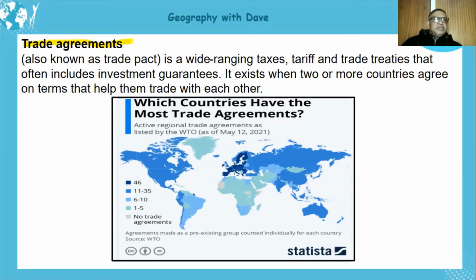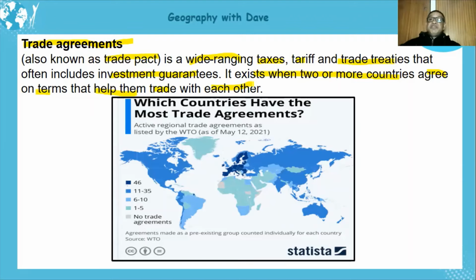Let's get on to trade agreements. It's also known as a trade pact. A deal, an agreement is a pact. It is wide-ranging: taxes, tariffs, trade treaties that often include investment guarantees. It exists between two or more countries that agree on terms that help them trade with each other. You understand? They have trade agreements. They reduce the taxes. There are low tariffs on goods, fewer extra charges on goods. There are trade treaties where we will prioritize our trade with you first before any other country.